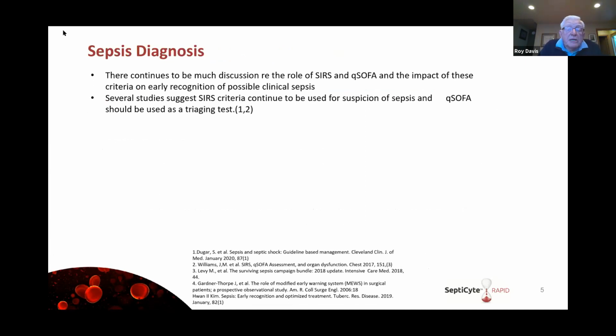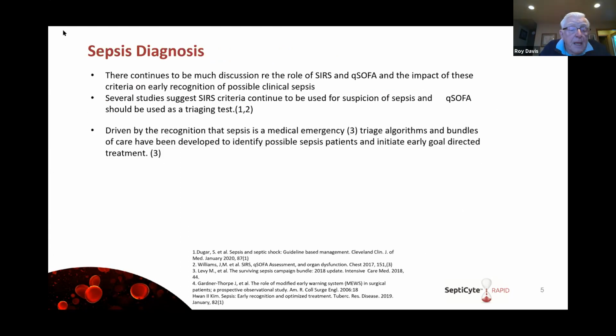There continues to be much discussion with regards to the role of SIRS versus qSOFA and the impact of these criteria on the ability to recognize early patients with possible sepsis. Several studies suggest SIRS criteria continue to be used for suspicion of sepsis, and that qSOFA could be used as a triaging tool to assign a location of care and process and risk of severity.